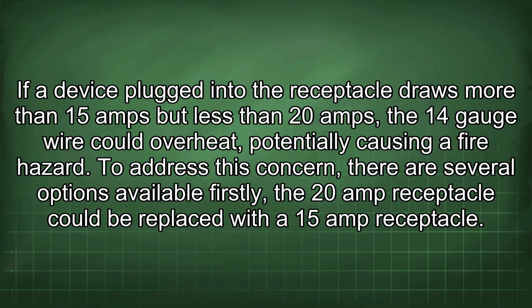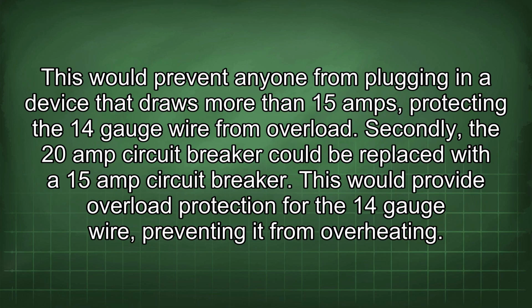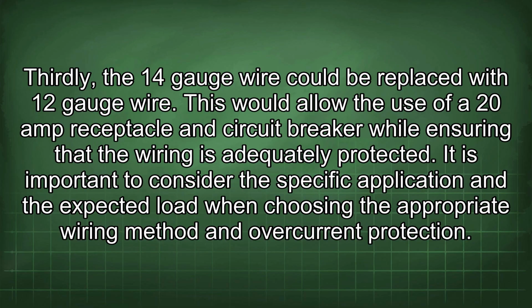To address this concern, there are several options available. Firstly, the 20-amp receptacle could be replaced with a 15-amp receptacle. This would prevent anyone from plugging in a device that draws more than 15 amps, protecting the 14-gauge wire from overload. Secondly, the 20-amp circuit breaker could be replaced with a 15-amp circuit breaker. This would provide overload protection for the 14-gauge wire, preventing it from overheating. Thirdly, the 14-gauge wire could be replaced with 12-gauge wire. This would allow the use of a 20-amp receptacle and circuit breaker while ensuring that the wiring is adequately protected.